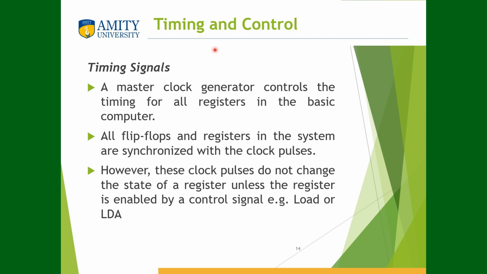Timing signals and control. The timing signals are generated by a master clock that controls all the timing for registers in the basic computer. Flip-flops and registers in the system are synchronized with the clock pulses, and these clock pulses do not change the state of the register. So the register does not change unless the register is enabled by a load. As we discussed earlier in the bus system, LD has to be set to 1 in order to load data onto the register. So the clock pulse does not cause a change in a register unless the register is open to change.